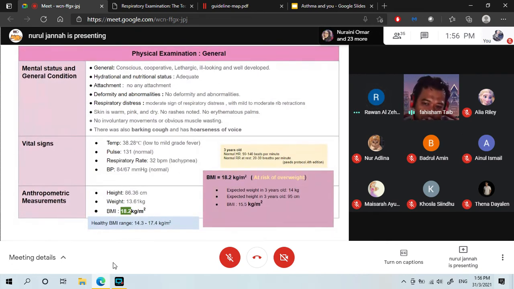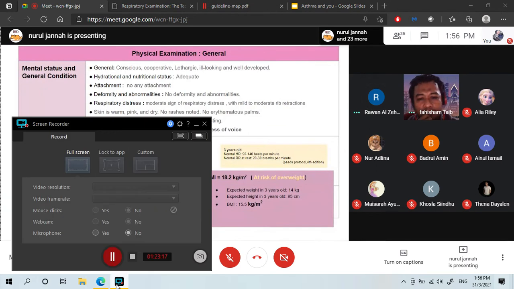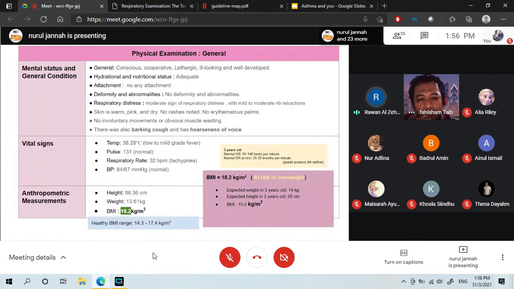Okay, yeah, go ahead. There was also barking cough and hoarseness of voice. For vital signs, the temperature is 38.2 degrees Celsius, so for basic classification, consider low to mild grade fever. The pulse normal range is 90 to 140, so it's normal at 131. For respiratory rate, it's 32. It's tachypnea because the normal range is 30. For blood pressure, it's normal.